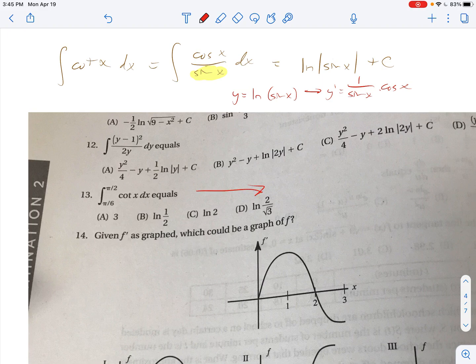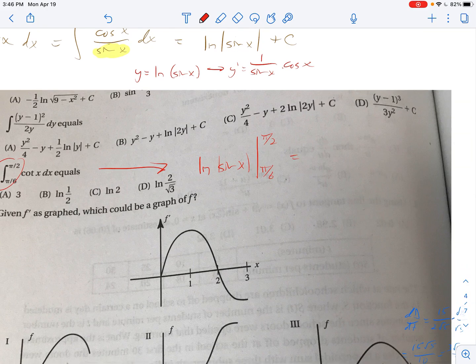So if we add those bounds by the fundamental theorem of calculus, we have the natural log of the absolute value of sine of x from pi over 6 to pi over 12. So we have the natural log of sine of pi over 12. These are positive numbers, so I'm leaving out the absolute value. Minus the natural log of sine of pi over 6.